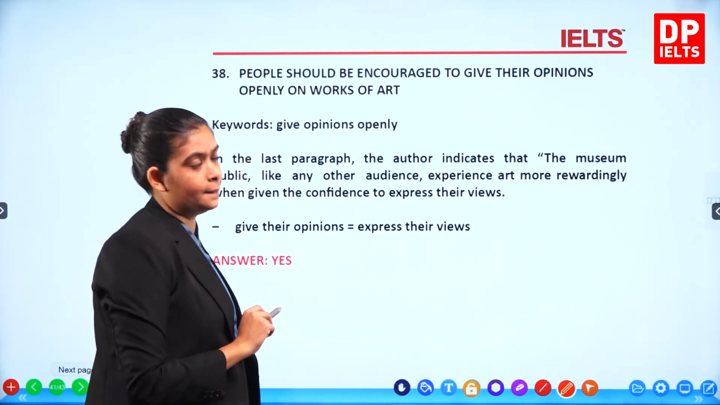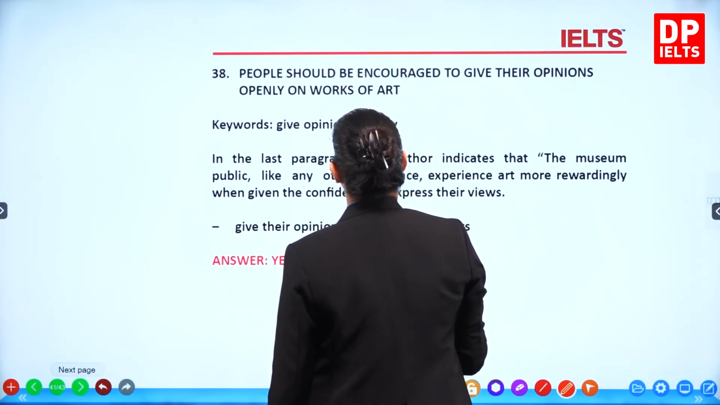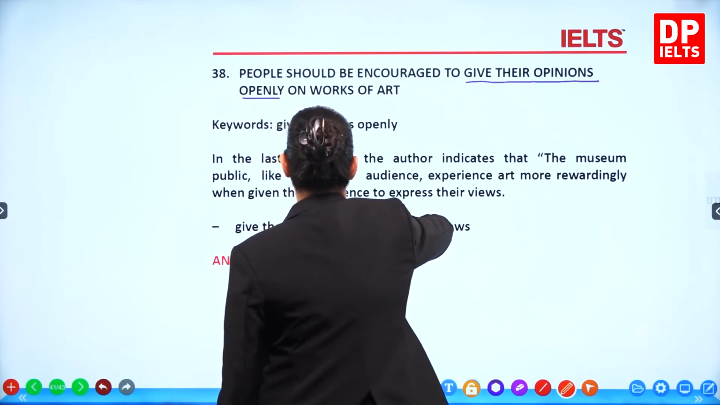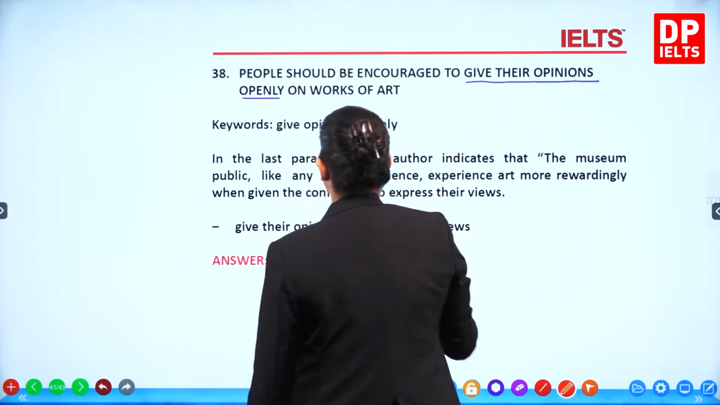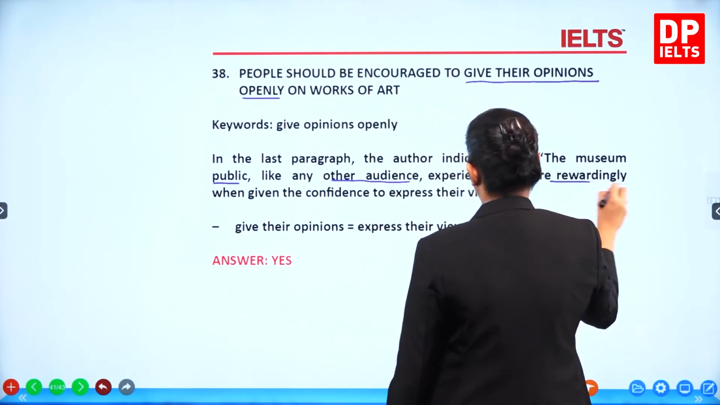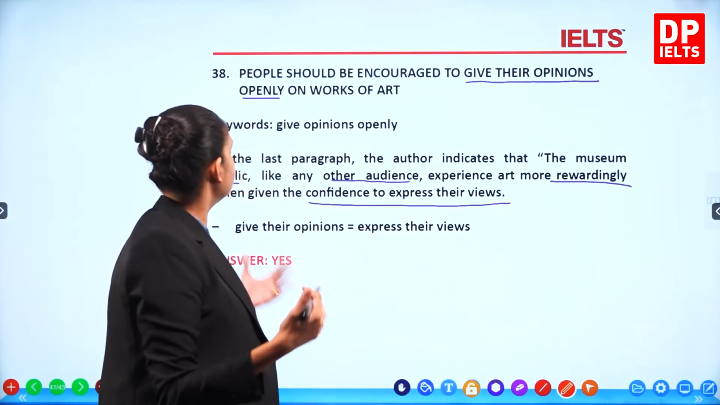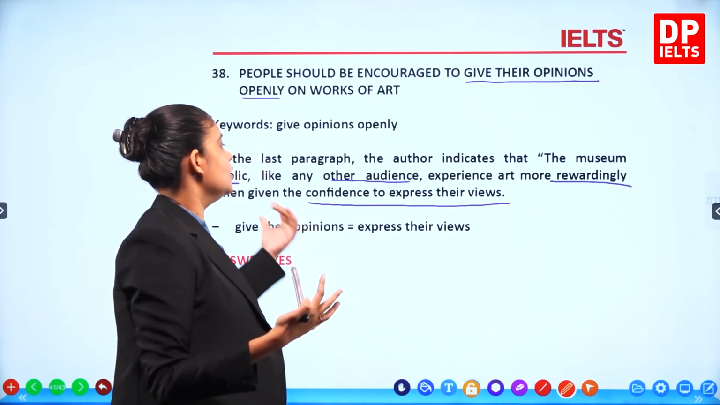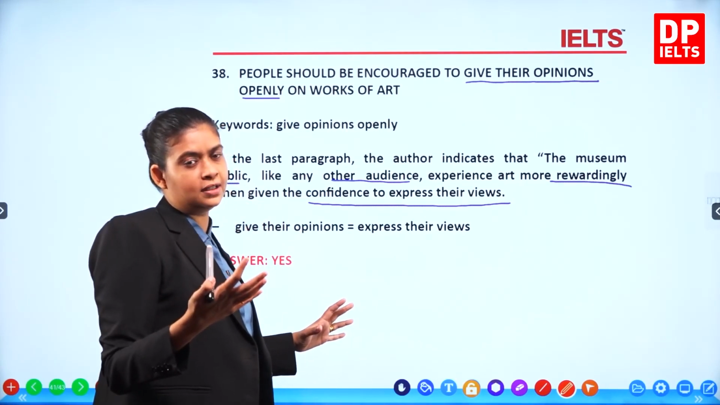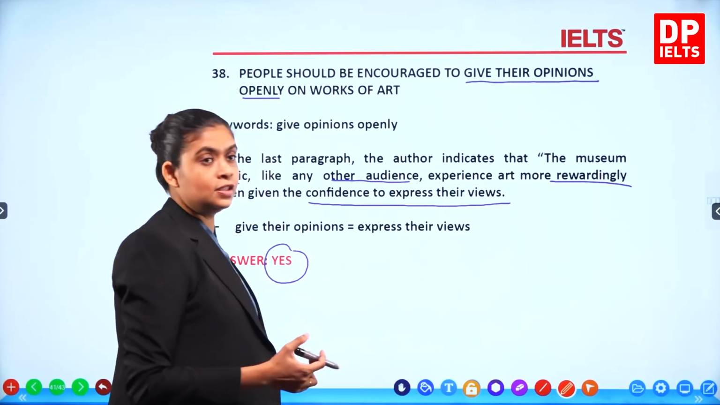Question number 38. People should be encouraged to give their opinions openly on works of art. Okay, so give opinions openly. In the last para, the author says, the museum public, like any other audience, experience art more rewardingly when given confidence to express their views. So, yeah, people should be encouraged to give their opinions just like any other art here as well. You should encourage them to give their opinions. So, on any kind of art, people should be allowed to express their views, give their opinions. Answer is true.